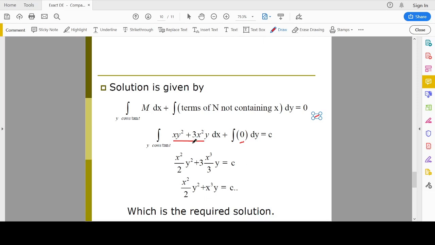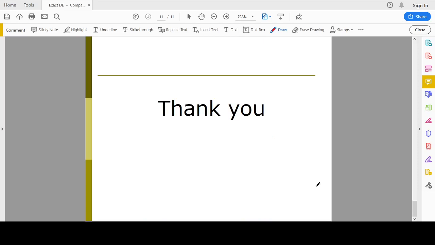Now integrate this value keeping y constant, therefore y square as it is here, integration of x is x square by 2. Then here 3y as it is, integration of x square is x cube by 3, and then we get this is the required equation. In this way we can solve any exact differential equation.